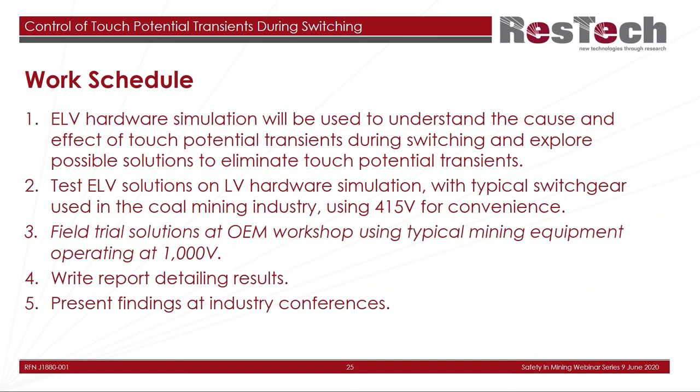The way this project has been designed is that it builds on ELV hardware, moves to LV hardware, then moves to trial on actual equipment running at normal operating voltages. Basically, this has been done to try to understand it in a more controlled environment. It's very hard to do experiments on real mining equipment. We need to get access to it, and it has to be at a higher operating voltage. You can do things at ELV voltages; that's much easier to control. We're hoping that we can demonstrate most of it in that environment. If we can, that would be quite nice, because otherwise we'd have to go to a high voltage model. But the plan is to go from ELV to LV to the 1000 volt version effectively.